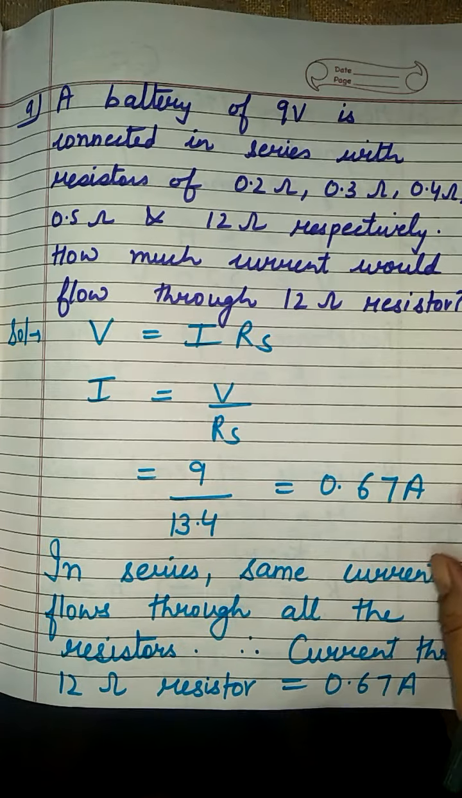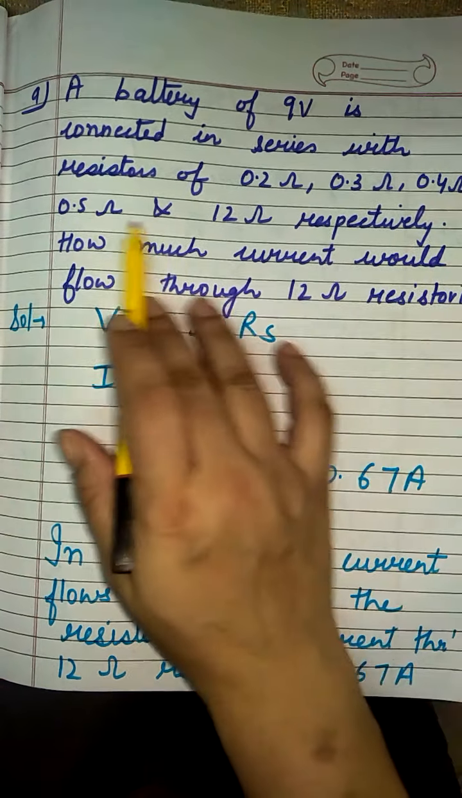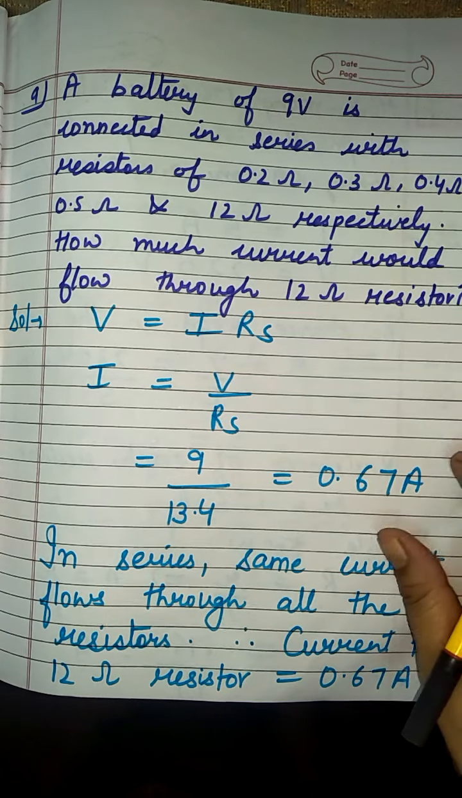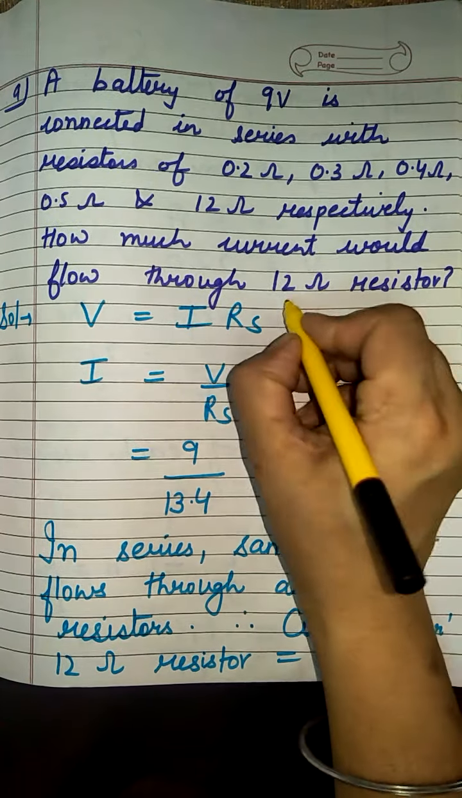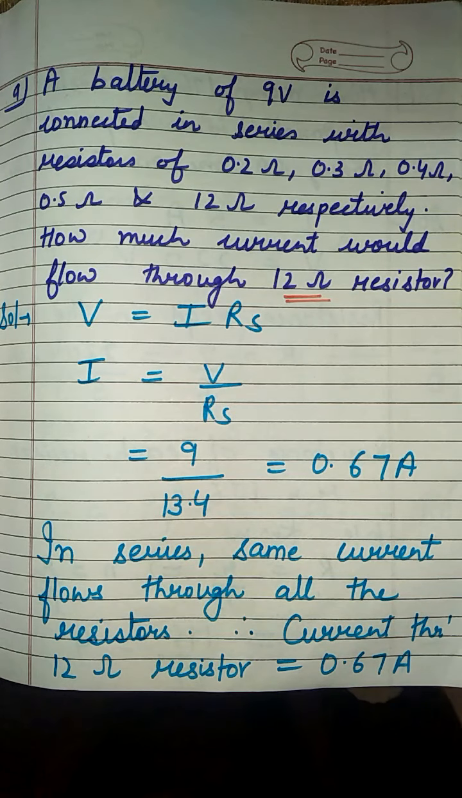kilo ohm. Next question is: a battery of 9 volt is connected in series with the resistors. These are the resistors and they have been connected in series. How much current will flow through the 12 ohm resistor? See, no need to calculate the resistance in series, you can directly find it. The reason is that in series combination, the current flowing through all the resistors is the same. This thing we have already done. And if you calculate by taking the resistance in series value, then also no harm, the answer will come out to be the same.